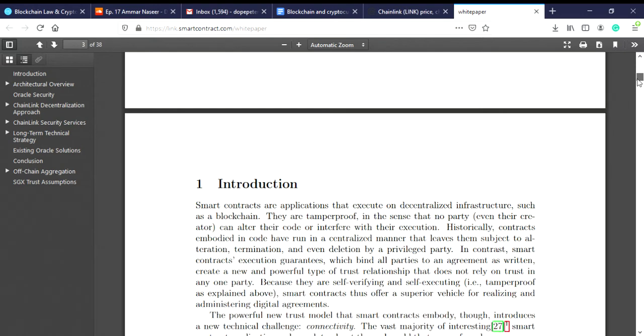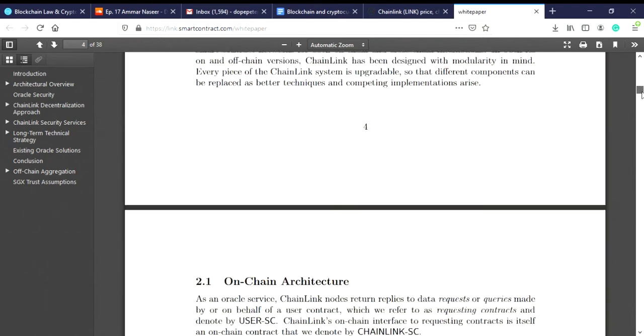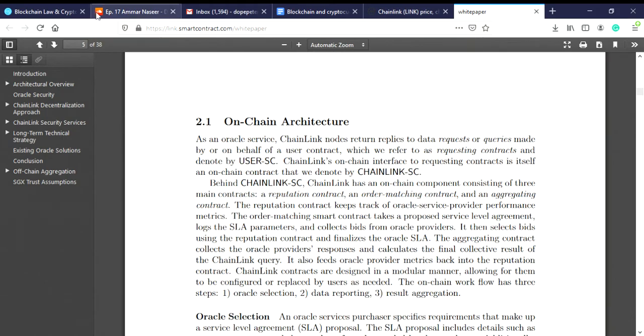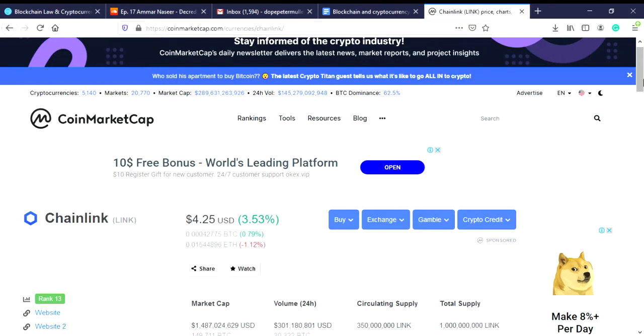Introduction. So smart contracts, applications that execute, and so on. But by the time you read through, and they're not usually much, it's 38 pages. By the time you read through 10 pages or 5, you have an idea of what the project's all about.